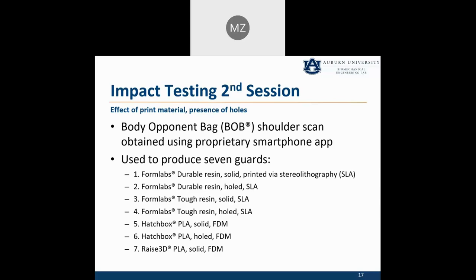And to do this, Formlabs is a company that's probably the most well-known company to make desktop SLA 3D printers. And so we chose them as the manufacturer of the method. And we tested their two types of resins that we thought would do the best, the durable resin and then the tough resin. So again, in this set of tests, we're looking at the effect of material type, material brand, and 3D printing type.